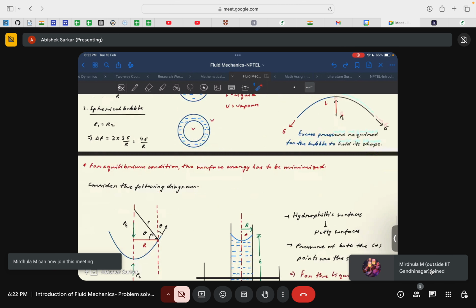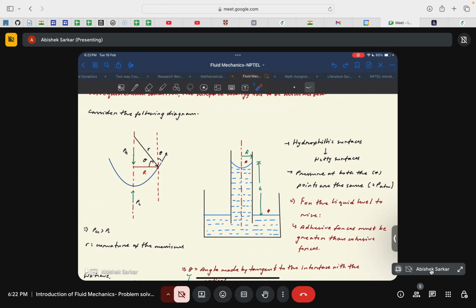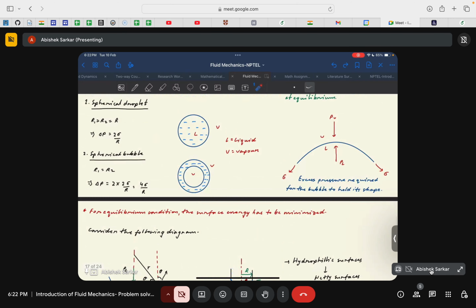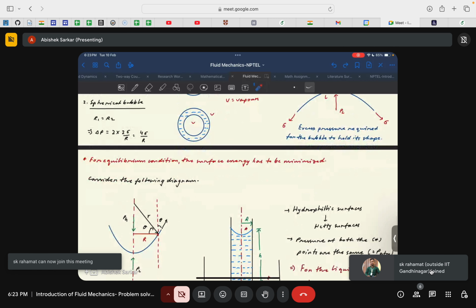Okay then, let us continue our discussion on the surface tension forces. One of the implications of surface tension forces we have already discussed: the sustenance of the shape of the spherical droplet and spherical bubble. Another very important implication of these surface tension forces arises in the case of capillary rise.